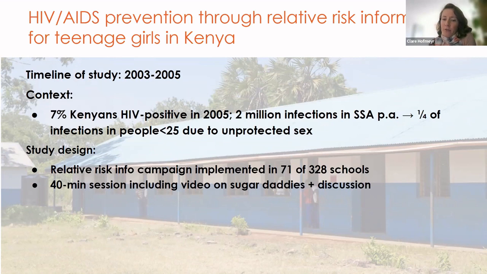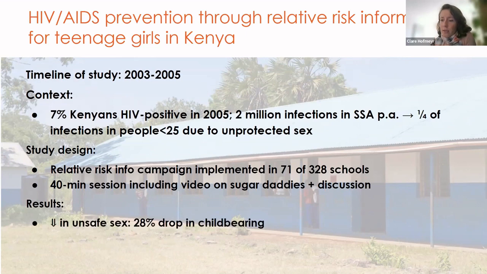So the intervention involved a trained project officer visiting each of those 71 schools and speaking to grade 8 students for 40 minutes. Students were shown a 10-minute educational video on sugar daddies, after which there was an open discussion about cross-generational sex. During the discussion, the project officer wrote on the blackboard the detailed prevalence rates of HIV, disaggregated by gender and age group, in the nearby city of Kisumu, which was a place familiar to the students.